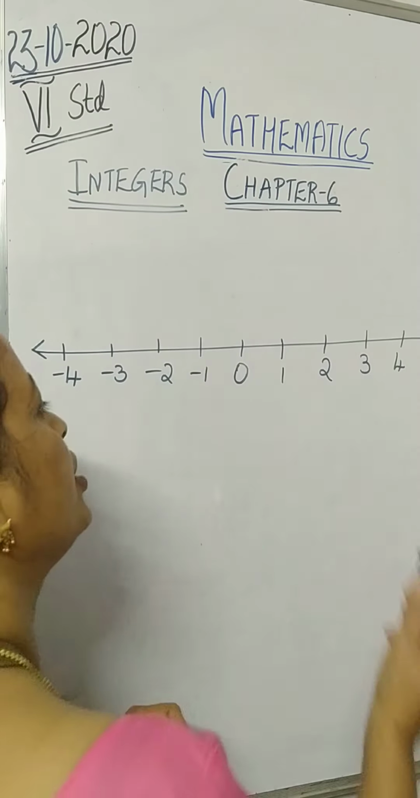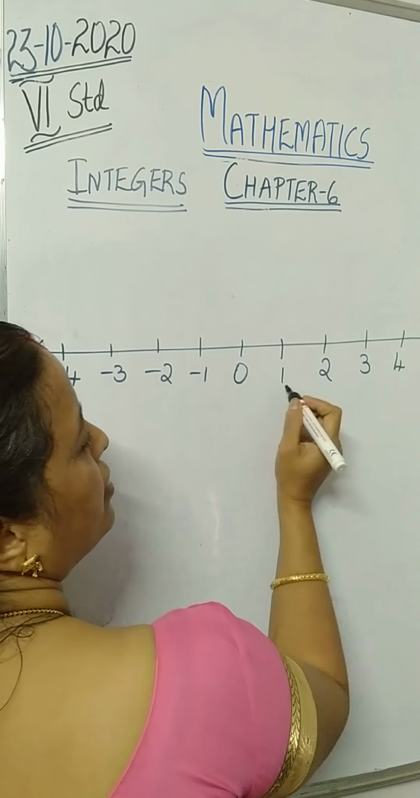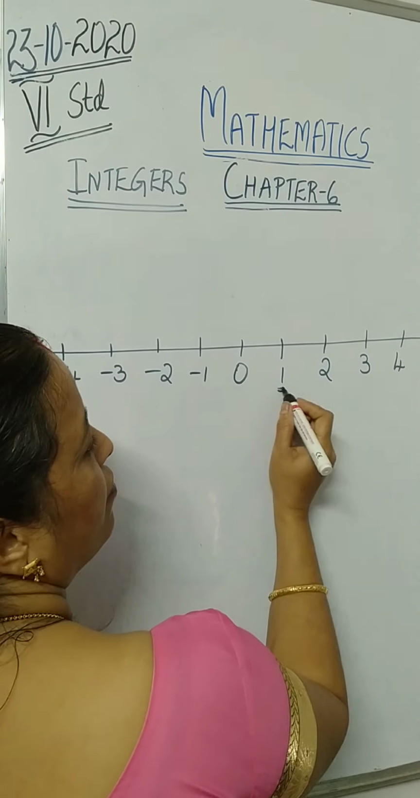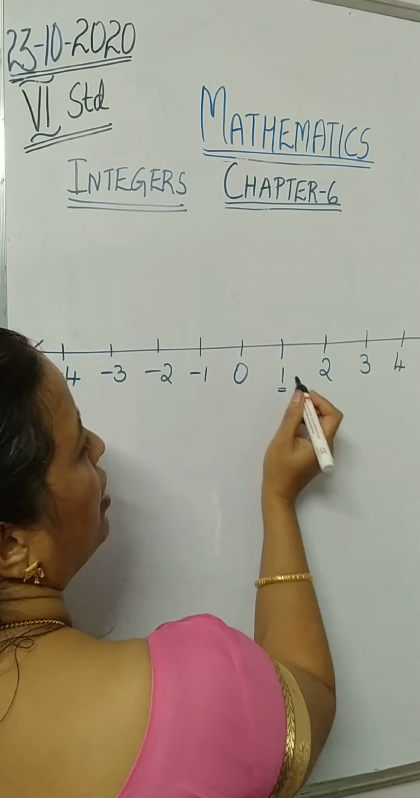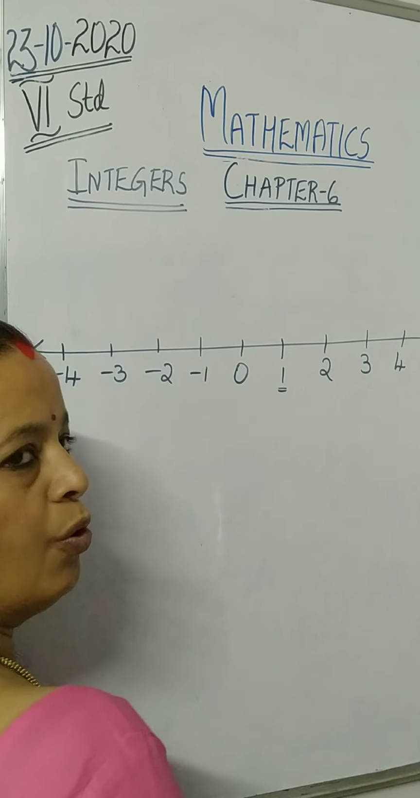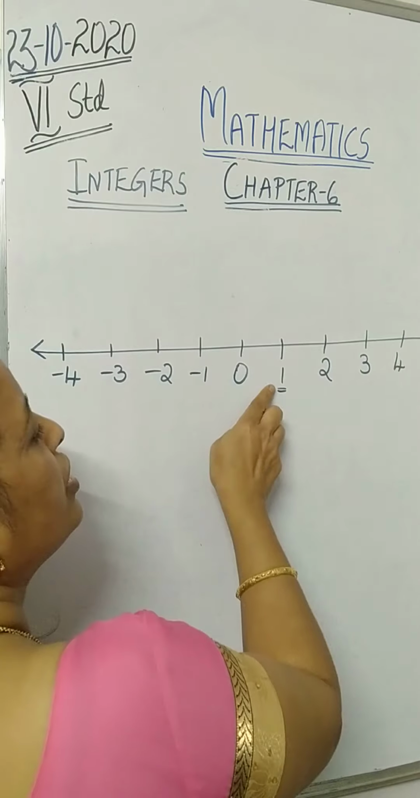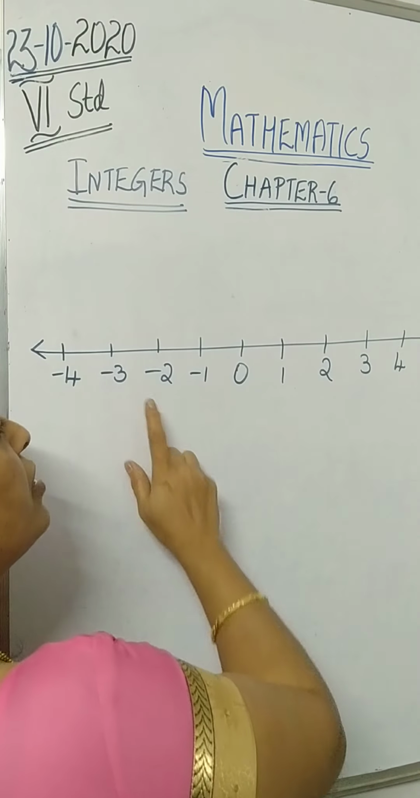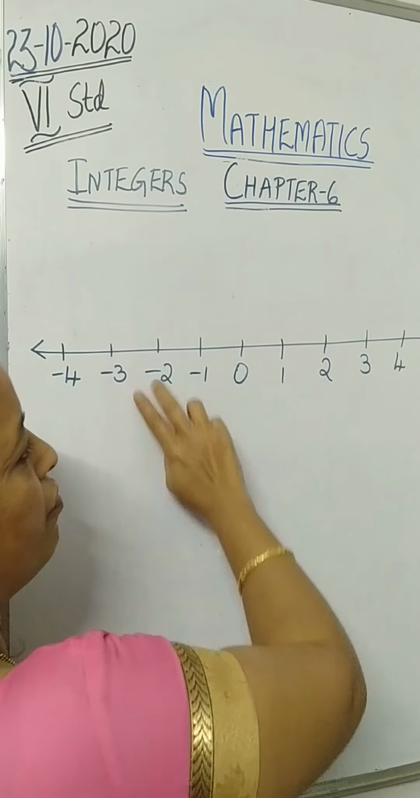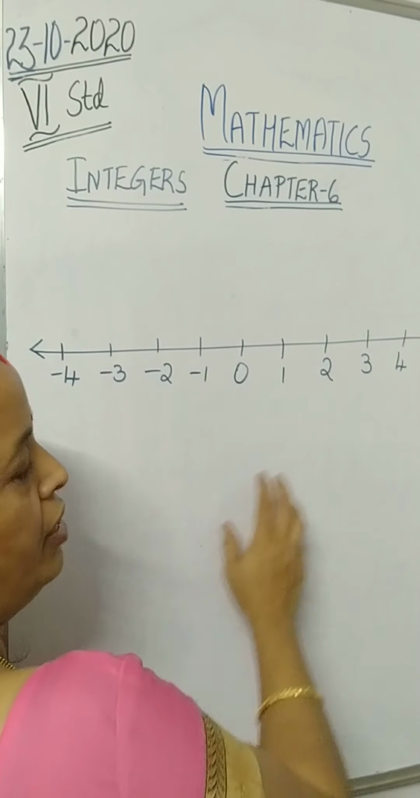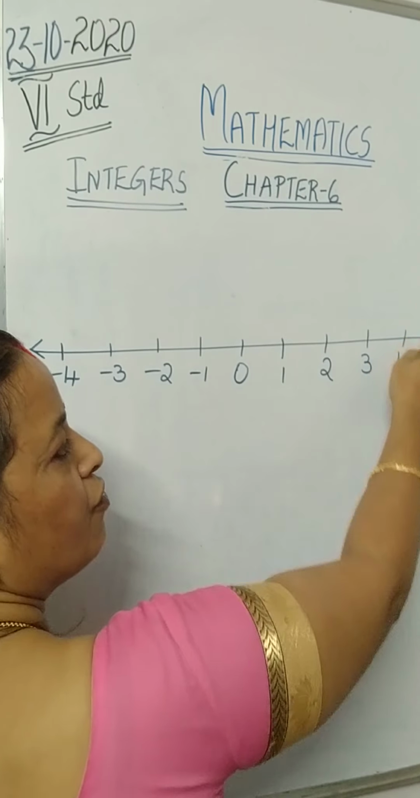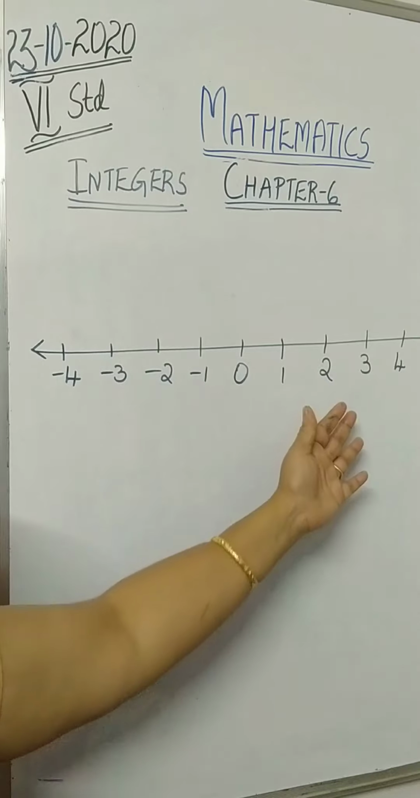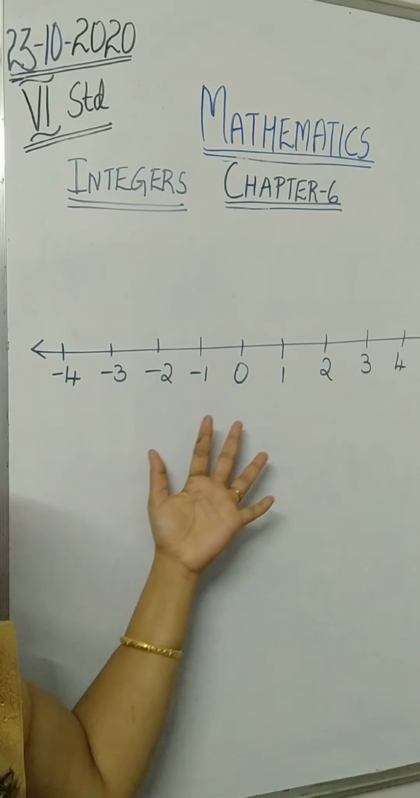Now, which is the predecessor of 1? When I tell 1, it is plus 1. Predecessor is 0. Yes. Which is the successor of minus 2? Successor of minus 2 is minus 1. Successor of 3 is 4. Yes. You might have learned this. So, this is the number line.